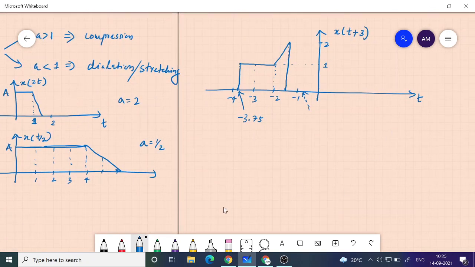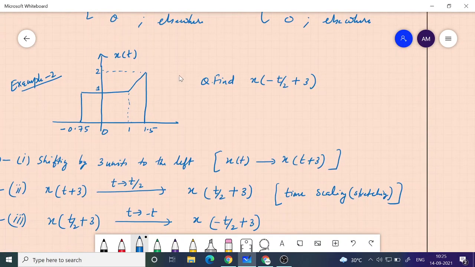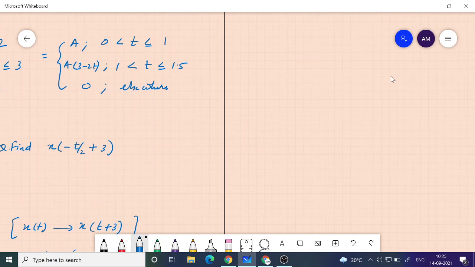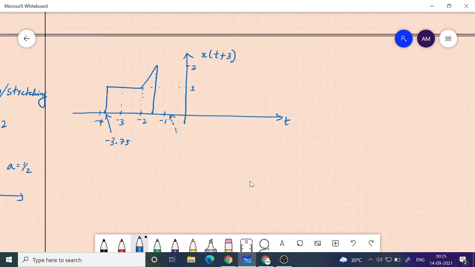No, it is not compression, this is stretching, right? Because A is basically half, so it is stretching, which means the width of the signal will be doubled here. So that is the next operation, time scaling, which is basically a stretching operation, because A is the factor of stretching. Now if you stretch this signal, what will happen?